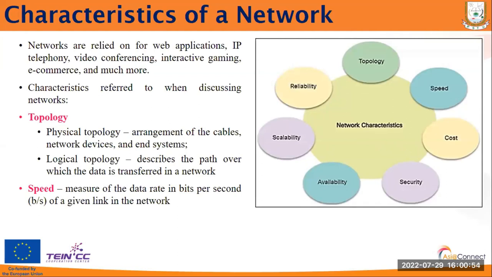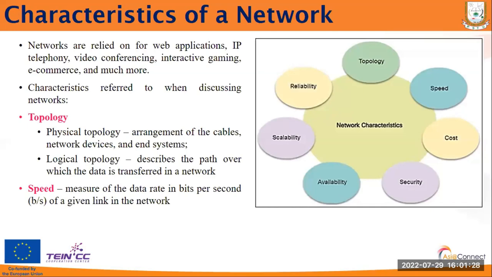Logical address is the path over which the data is transformed in the network, which describes how the network devices appear connected to the network user. Now, the next is speed. What can we say about speed? Speed is a measurement of data rate in bits per second, or per unit time, of a given link in the network. You are generating a link in this network; per second, how many bits are transmitting.